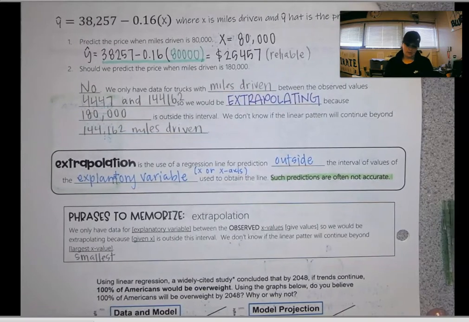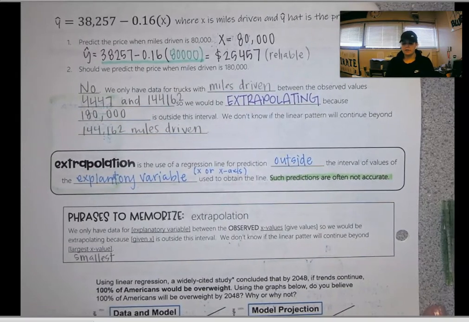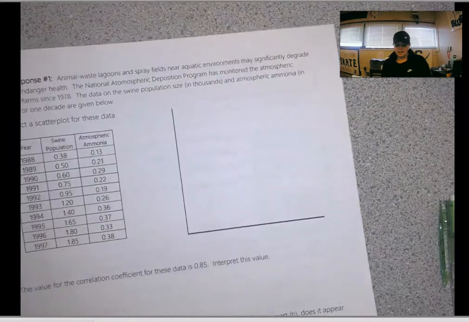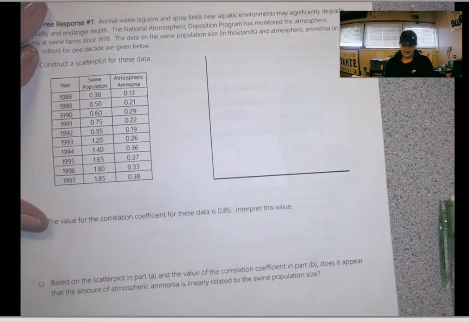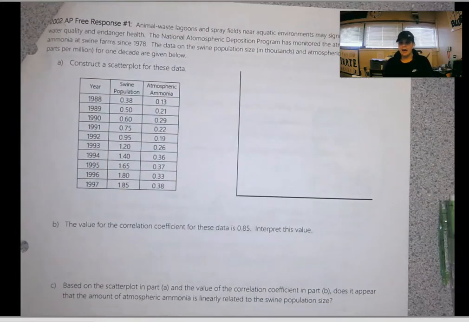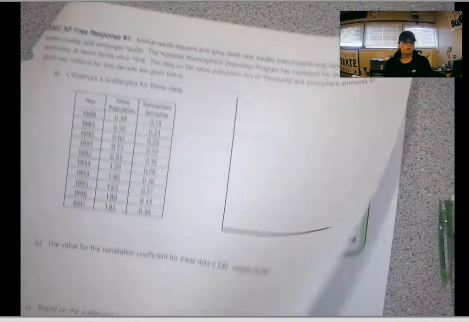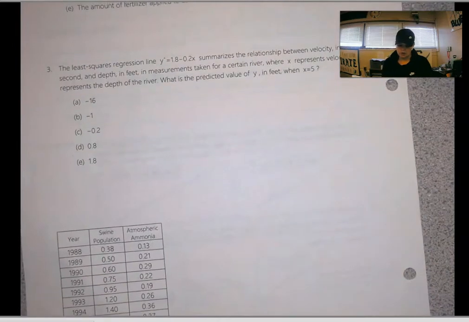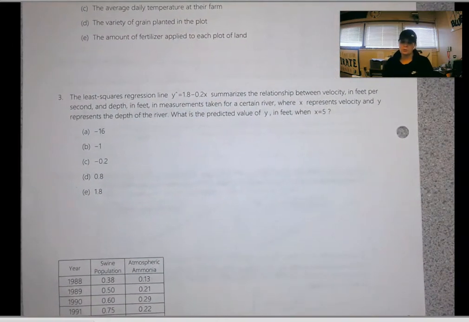Lots of phrases to memorize in this lesson. The next page is a problem that I think we should do last. So at this point, I want you to go to the back page, and I want you to do the two problems on the back page.